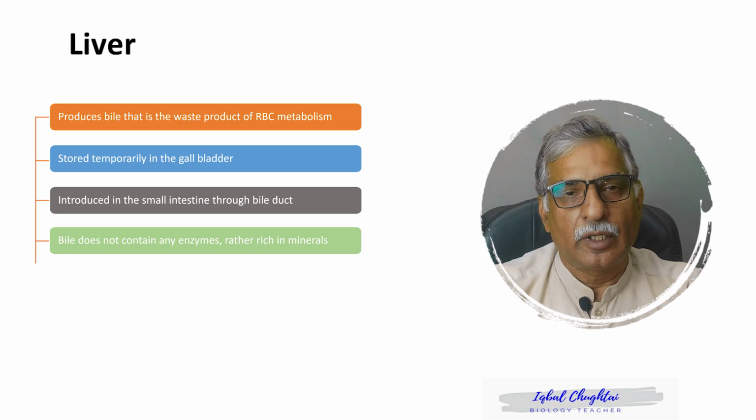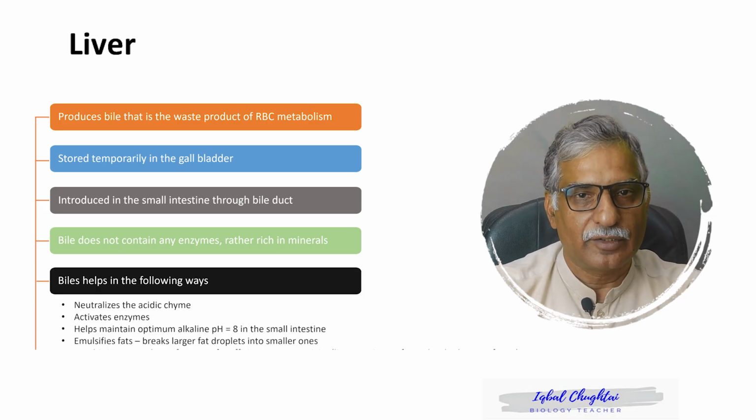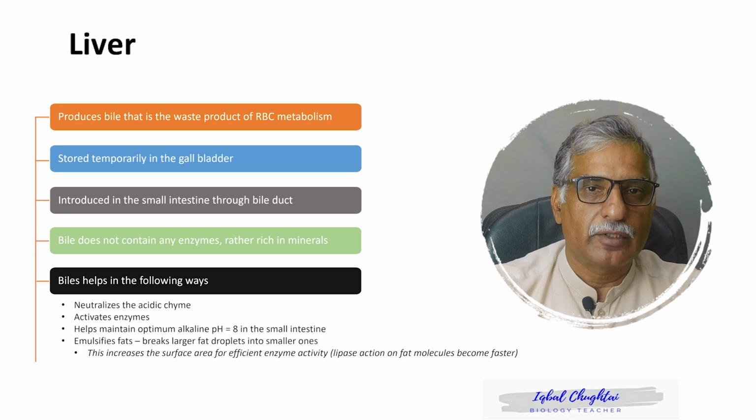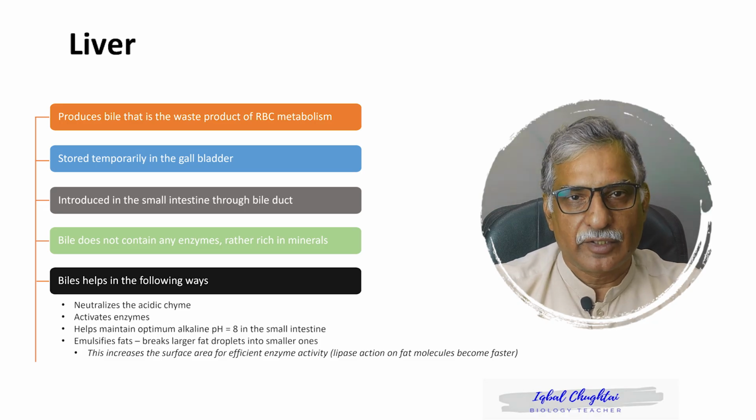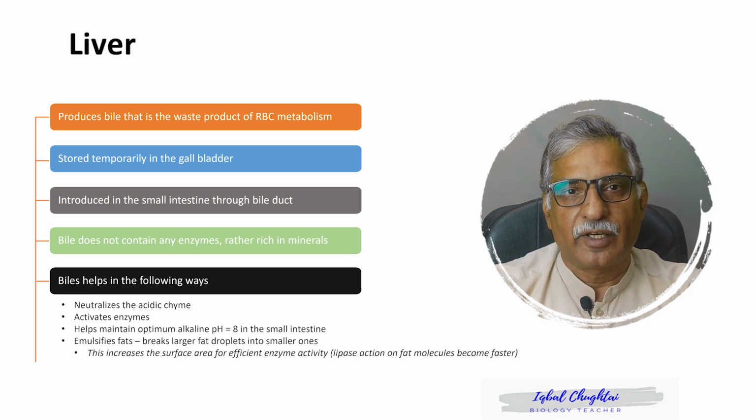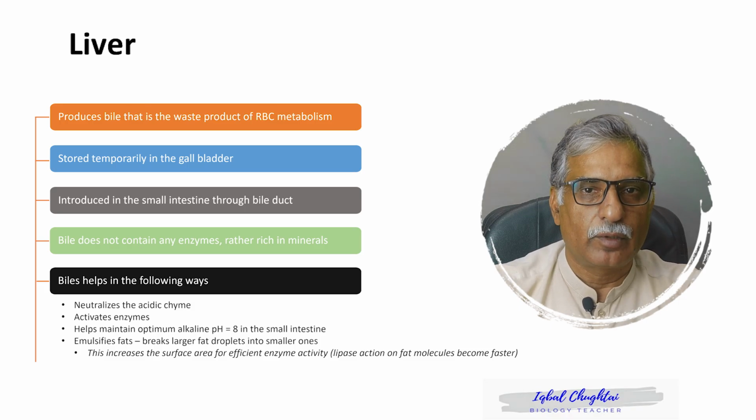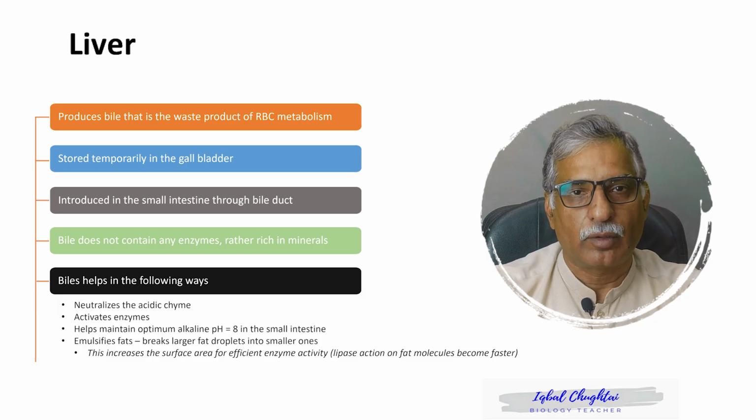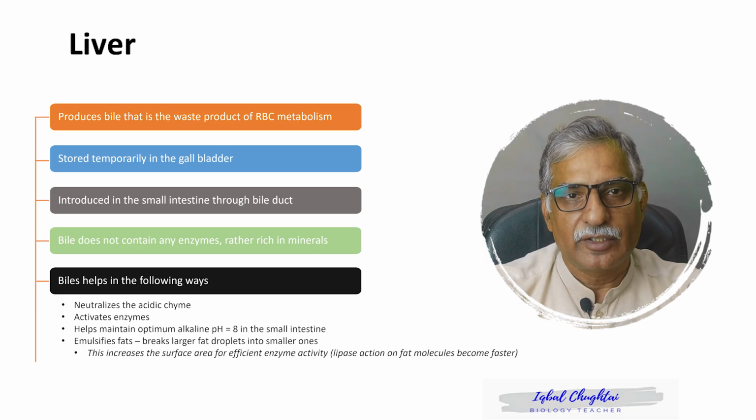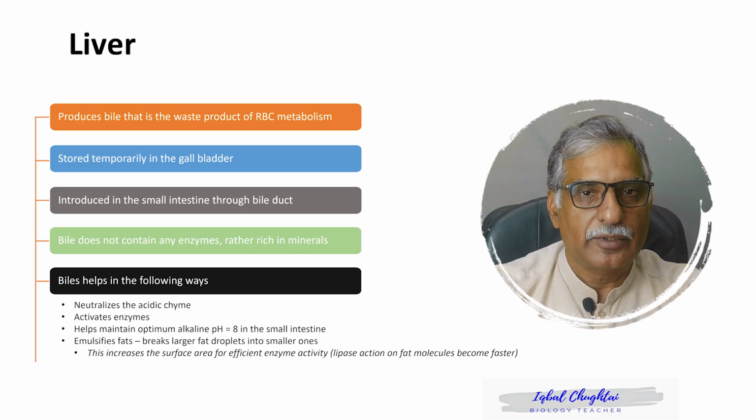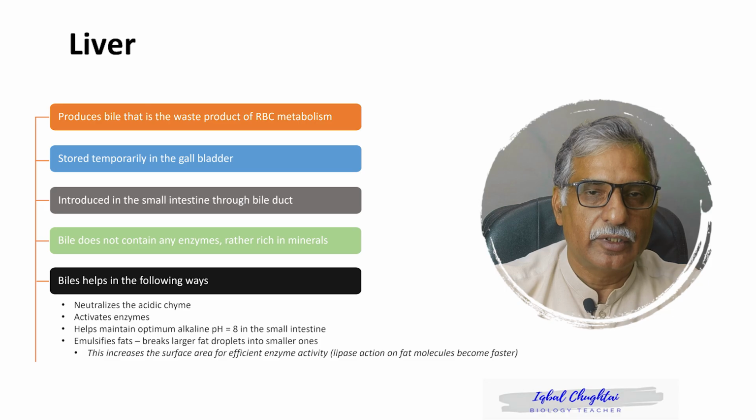The minerals present in the bile neutralize the acid present in the chyme. These minerals also help in defining the alkaline pH in the small intestine cavity. This bile also activates enzymes that are coming from the pancreas, and it also emulsifies fats. The fats are emulsified from larger fat globules into smaller fat droplets. This increases their surface area and helps the lipase enzyme to digest lipids, digest fats, in the shortest time.